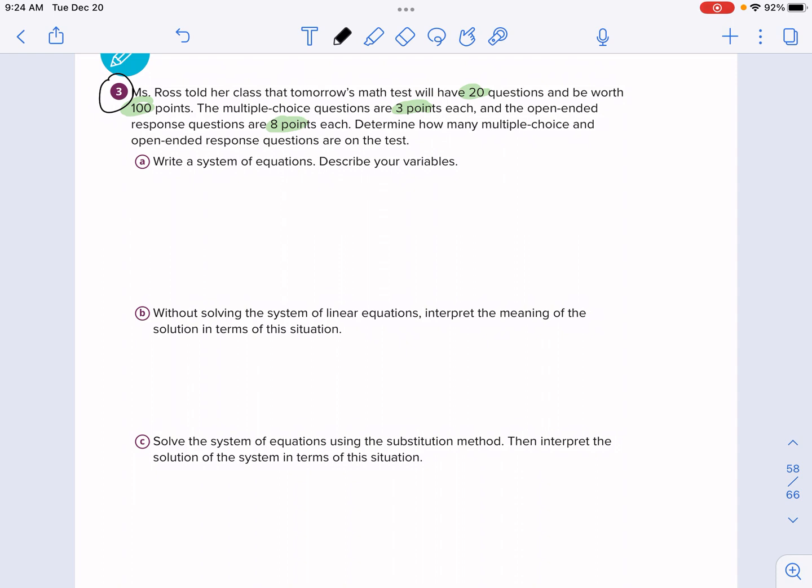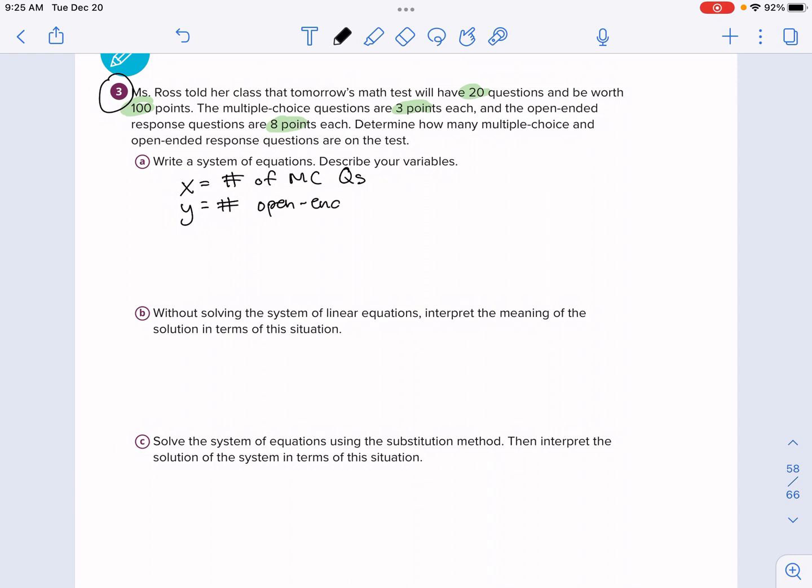So with this, it says write a system, and in the previous one we already had the variables defined. This one we have to define. So we're going to have a value for x and y. It does not matter which one you put as long as it represents some type of unknown. So what's an unknown in this situation? We'll have x represent the number of multiple choice questions, and y represent the number of open-ended responses. We'll just say open.